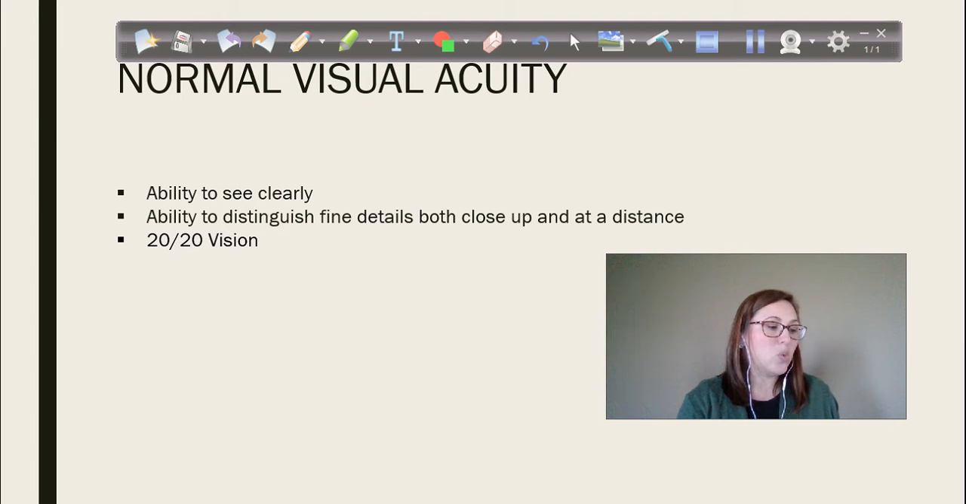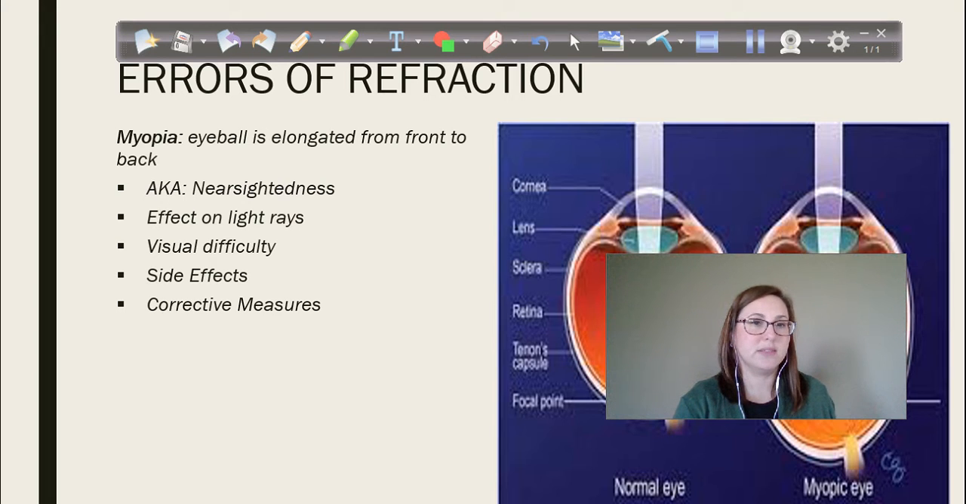If you have 20/100 vision, you are going to have to stand 20 feet away from something to see it well, as opposed to someone who has 20/20 vision, who could stand at 100 feet and see that well. So they have better vision than you. I hope that makes sense.